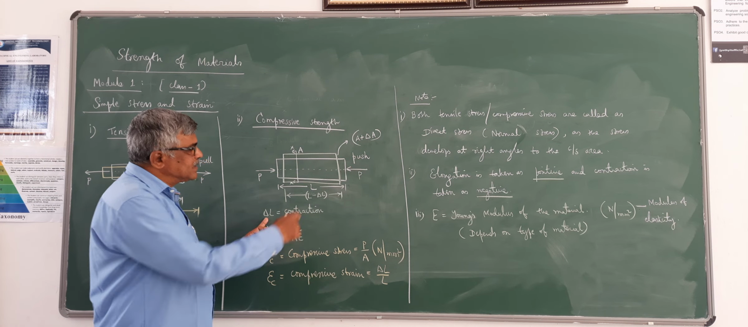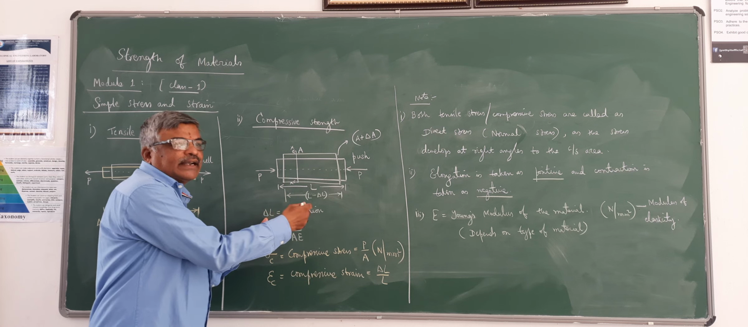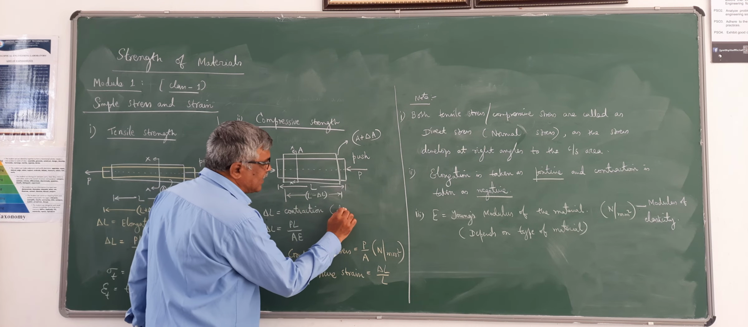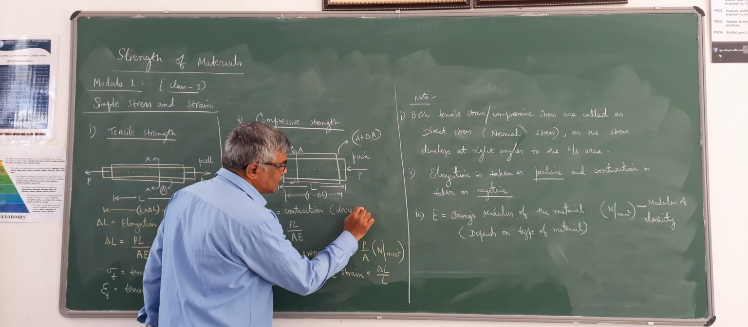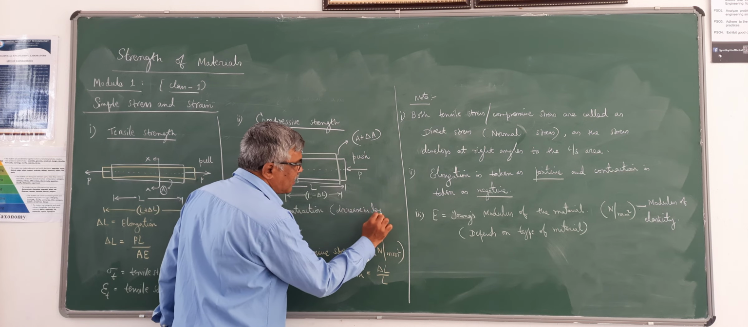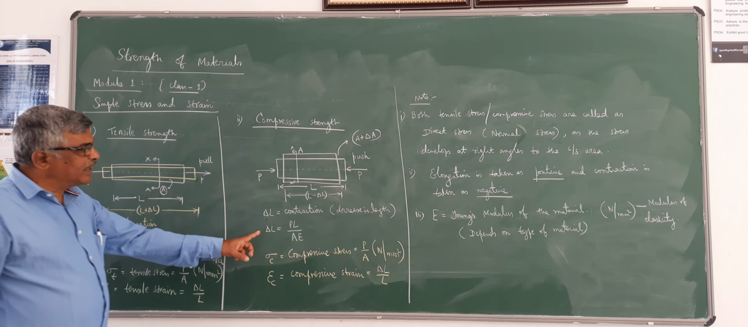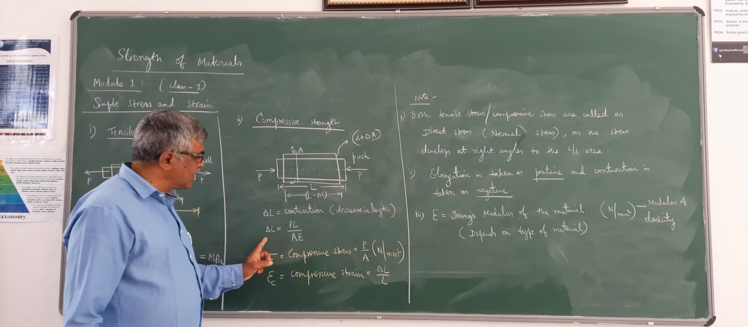Now here this delta L we call contraction. That is the decrease in length. Contraction is decrease in length. Elongation is increase in length. So that is the word we are going to use. Once again, the formula remains the same for calculating this decrease in length or contraction.